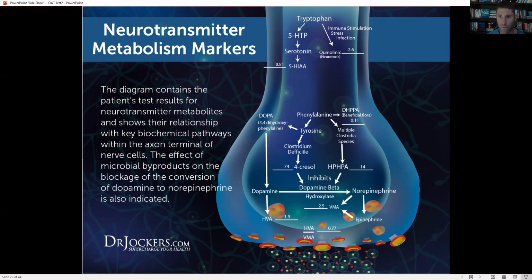So now, as we look lower here, we're looking at breakdown markers or amino acids that are turning into dopamine. Phenylalanine and tyrosine are precursors. And so when we have Clostridia, right? Clostridia or C. difficile, these markers we talked about earlier, HPA and 4-cresol, they inhibit this key enzyme, dopamine beta hydroxylase, which is important for turning dopamine into norepinephrine or adrenaline. And we need a good balance there.